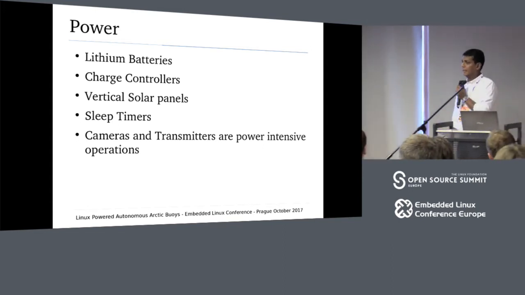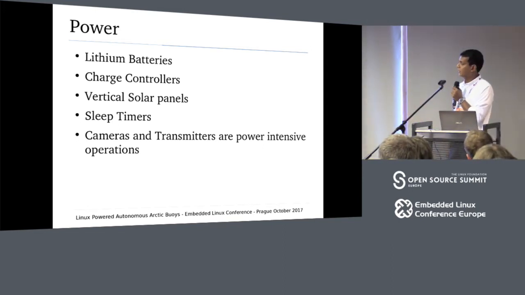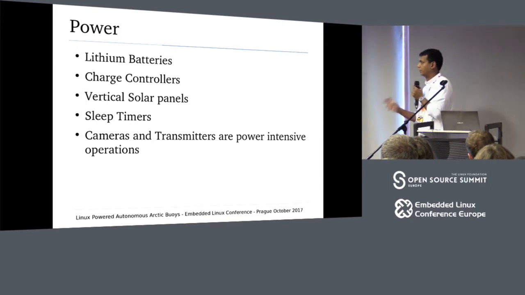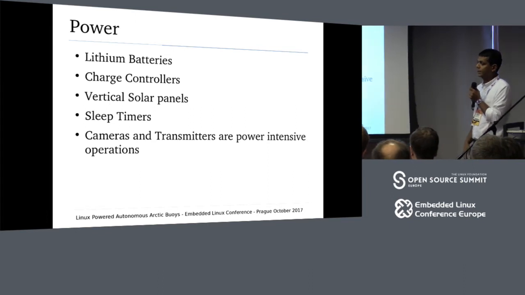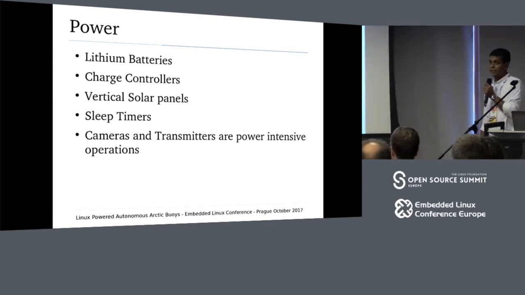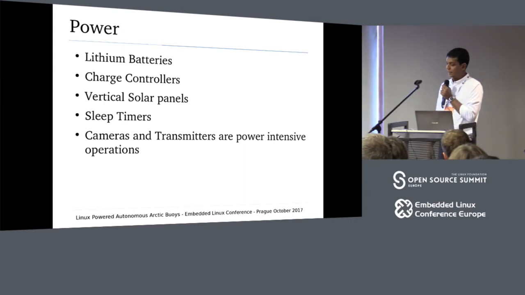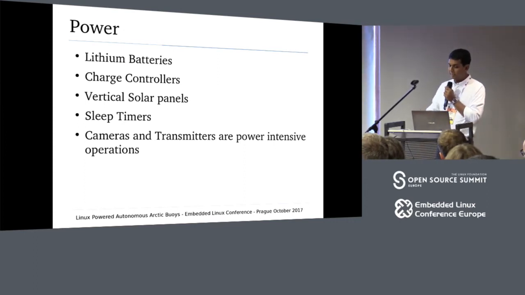The most power-intensive systems are the transmitters, like the Wi-Fi, the satellite modem, the Bluetooth. So keeping them as minimally used as possible is the best operation method for us. The second biggest power hog is actually the cameras. So the fewer cameras, the better.